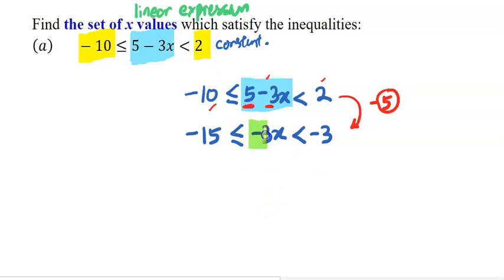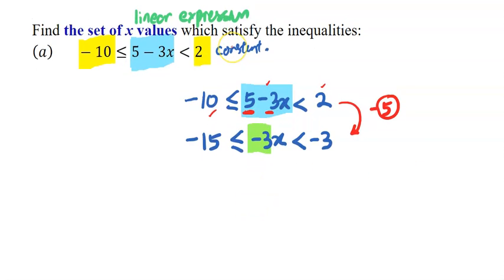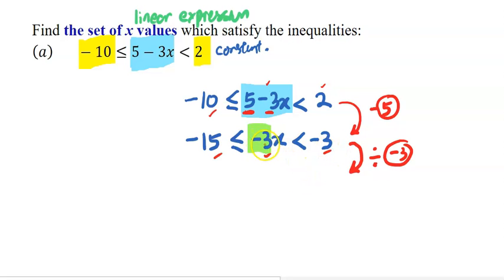Next, I want to get rid of this -3. In order to do so, I will divide by -3 on each of the terms in this joint inequality. Please be aware, when I divide by a negative value, the inequality sign will change direction and become greater than or equal, and greater than. As a result of dividing by -3, I will have -15 become +5, here becomes x, and then at last in front I have the result equals to 1.